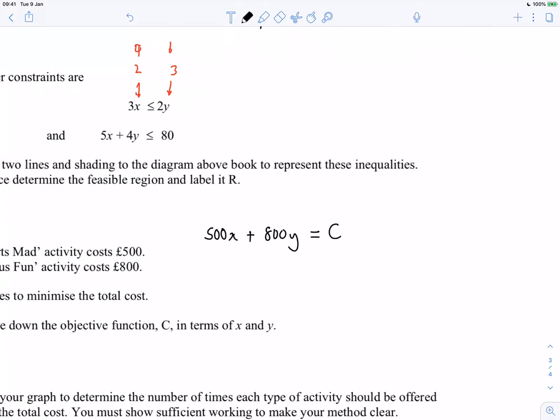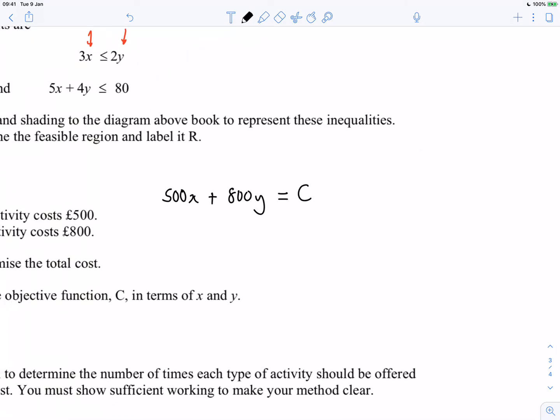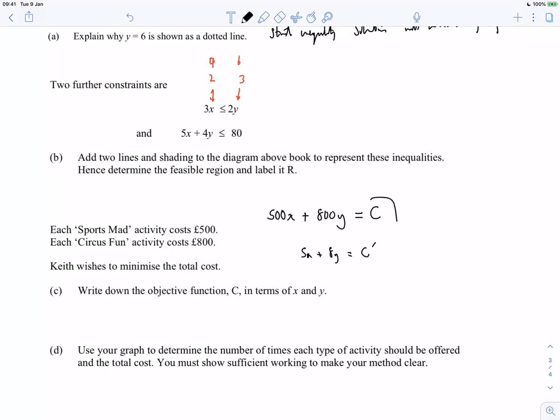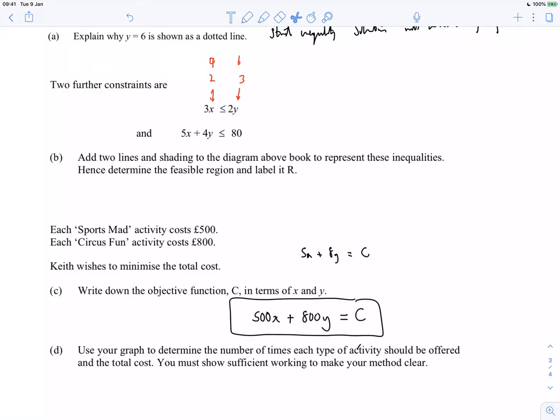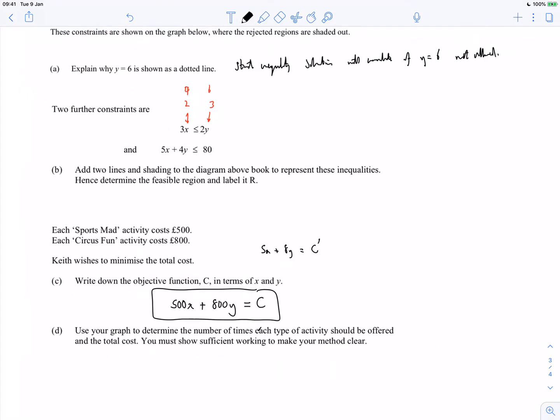Now, because C is a constant, I can take this objective function and scale it down. So essentially this is 5x plus 8y is some new C, let's call it C prime. This is my objective function, let's not get that twisted. But when it comes to actually plotting this new objective function, to make it easier, I always scale it down. So if 5x plus 8y equals C, what's the common multiple of 5 and 8? That's 40. So let's consider the line 5x plus 8y equals 40.